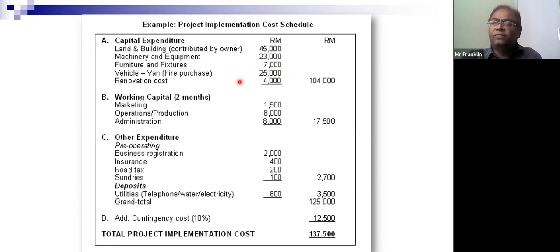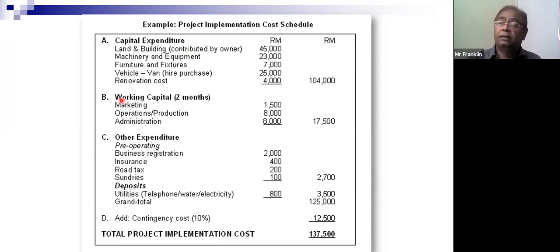Okay, so totally how much is the capital expenditure? 104,000. Now capital expenditure is something I told you is fixed expenditure. It means once you've done it, you cannot get it back, is it? So that is called capital expenditure. So all these are sunk costs, right?